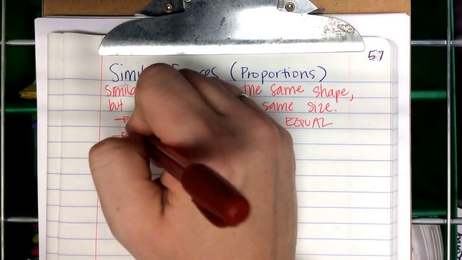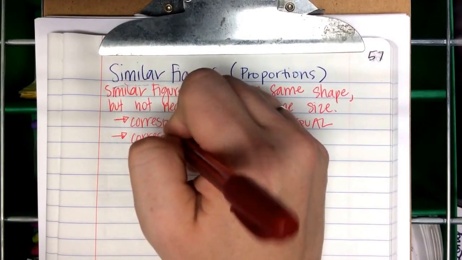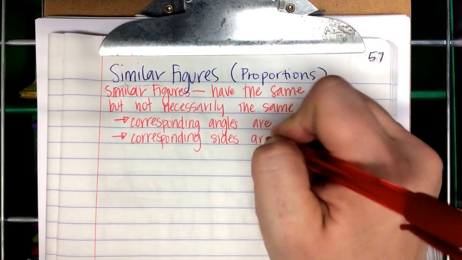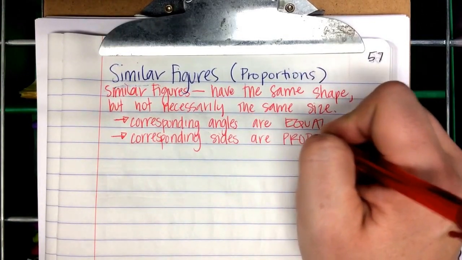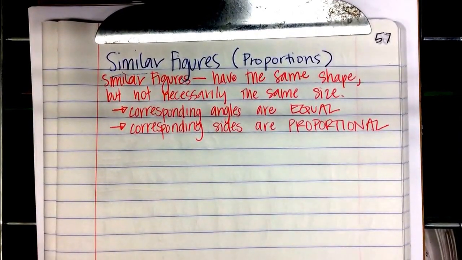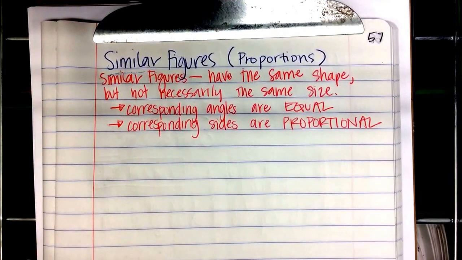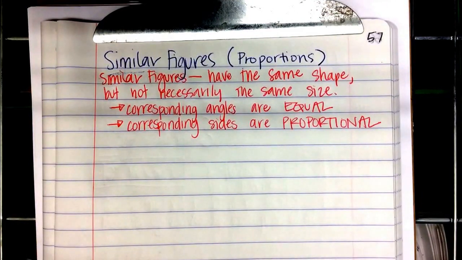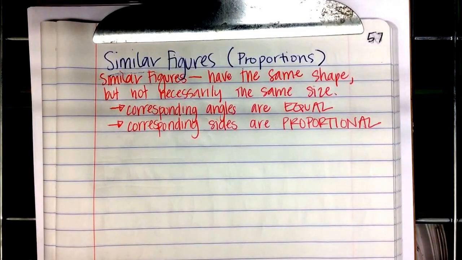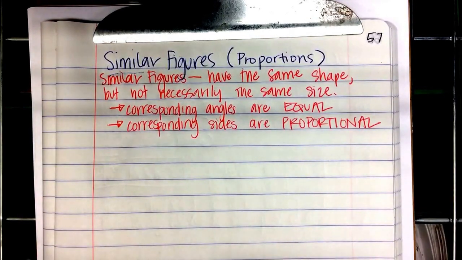But their corresponding sides are proportional. If the right side is 5, the other one's right side is 10, because I multiplied by 2. If the top is 4, and I multiply by 3, the other top is 12.